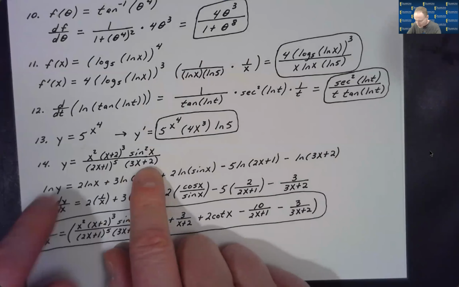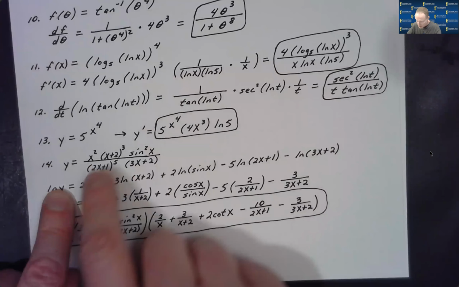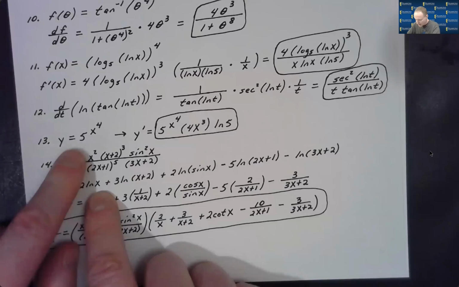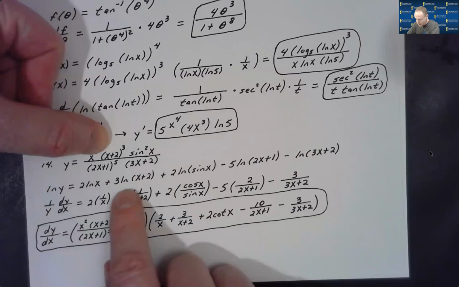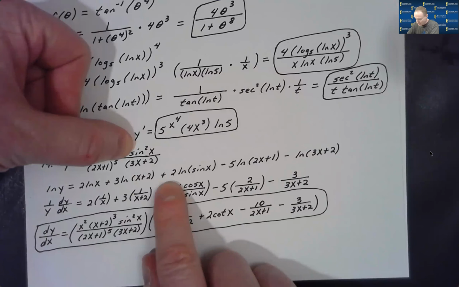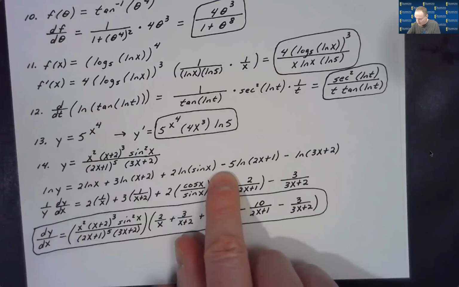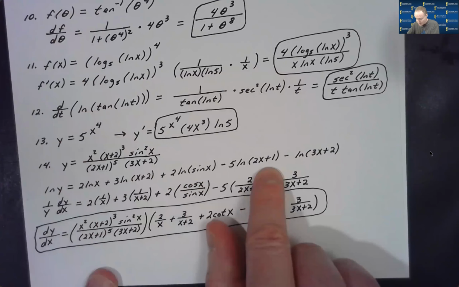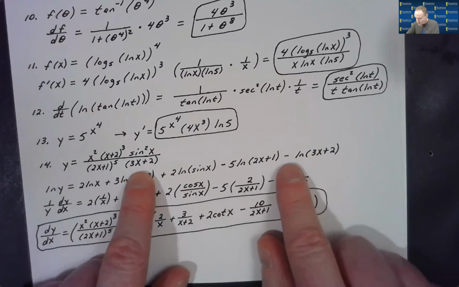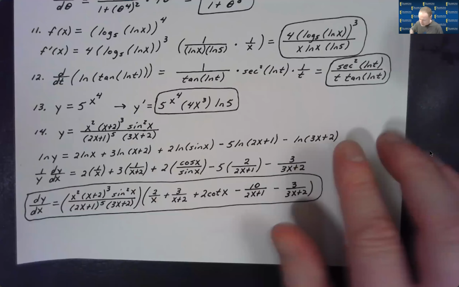So on the right-hand side, whenever I take the natural log of it, the expansion gives me 2 natural log of x, because natural log of x squared is better written as 2 natural log of x. The next term, the 3 comes down in front of its natural log: 3 natural log of x plus 2. Then plus 2 natural log of the sine of x. Then anything in the denominator is always minus: minus 5 natural log of 2x plus 1. And my last term, minus again because it's divided, minus the natural log of 3x plus 2. Okay, so I have my logarithmic expansion there.